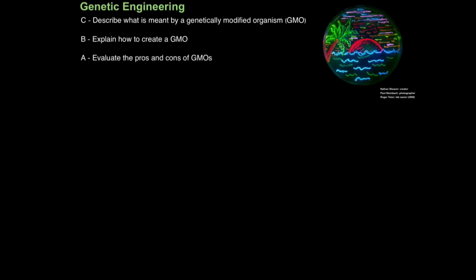This tutorial is on genetic engineering. The first aim is to describe what is meant by a genetically modified organism or a GMO, then explain how to create a GMO, and then finally evaluate the pros and cons of genetically modified organisms or genetic engineering.